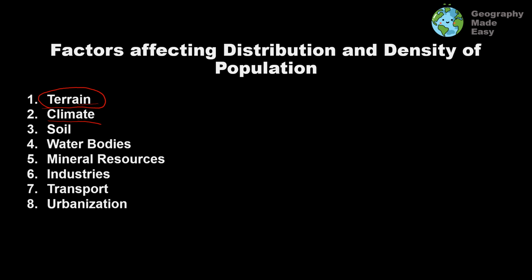Following in the footsteps of terrain and climate is soil. The type of soil determines the agriculture, and hence it has a direct bearing on the population density. Where the soils are fertile, population densities are high. People tend to agglomerate in those areas compared to places which have soil which is poor in quality or infertile.